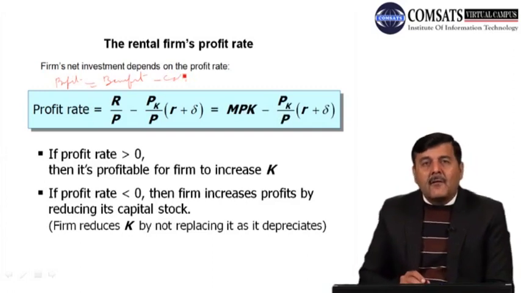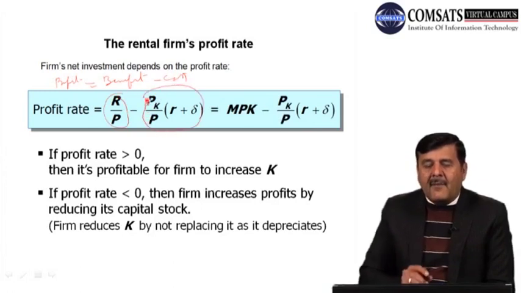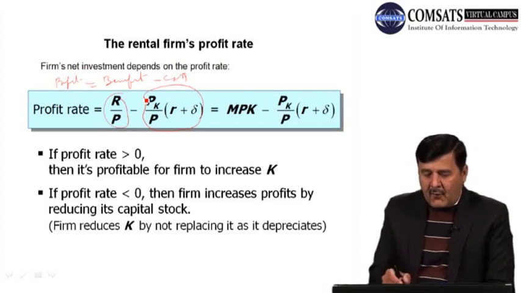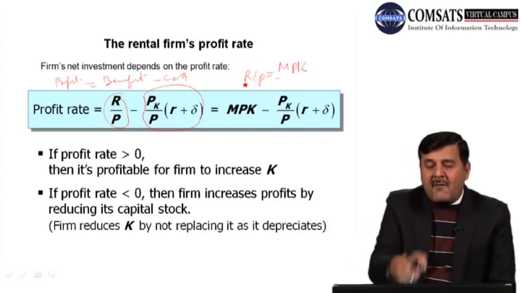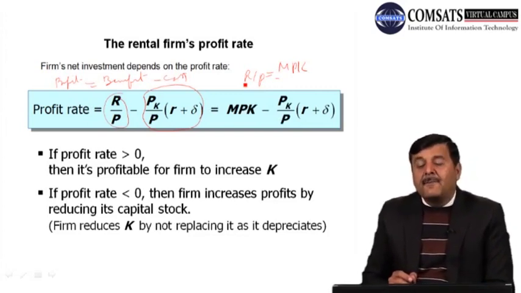So profit is equal to benefit minus cost. Now as we know, benefit is the real rental price of capital and the cost is the real capital cost, which depends on the real price of capital, rate of interest and depreciation. It can be further written as, we know that the real rental price is equal to marginal productivity of capital. If we replace this term ROP with MPK, the profit rate is equal to marginal productivity of capital minus PK over P, which is the real price of capital, into real interest rate plus depreciation.